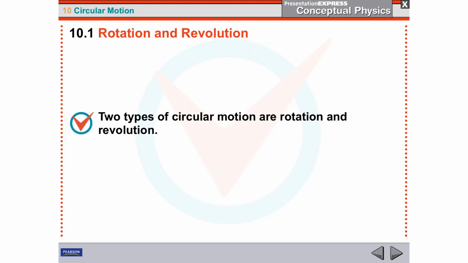Today's lesson, I think, is very simple. There are two main ideas if you're talking about circular motion, and that's rotation and revolution. And I think you may actually have a good idea of this. We'll go through it, though, anyway.